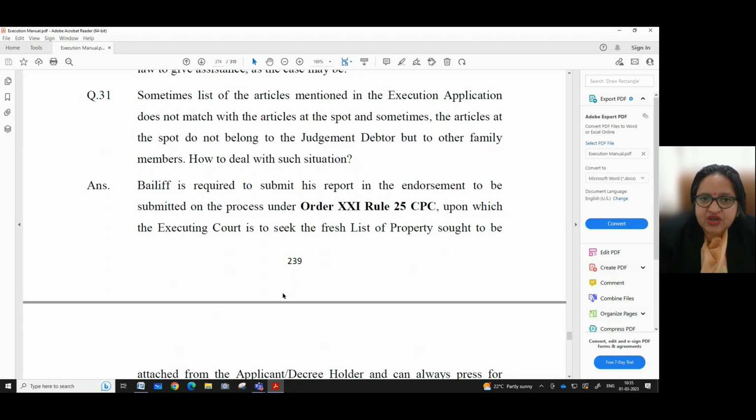Now, sometimes the list of the articles mentioned in the execution application does not match with the articles at the spot.